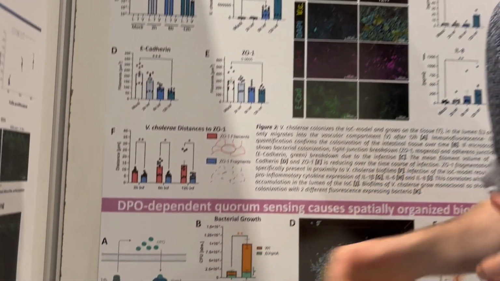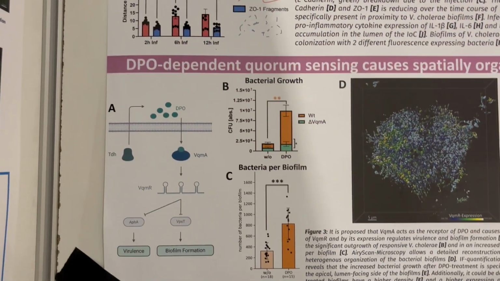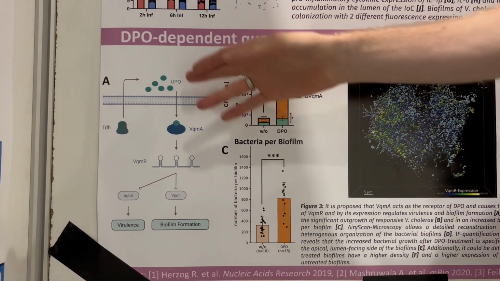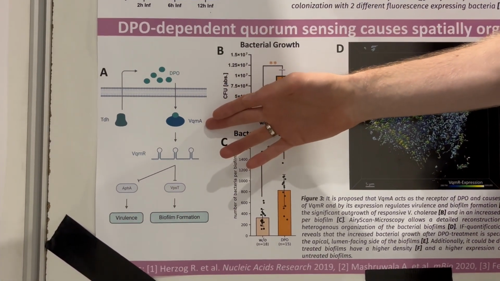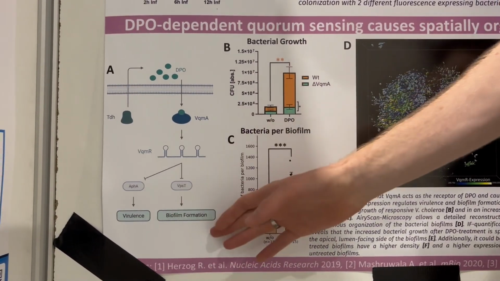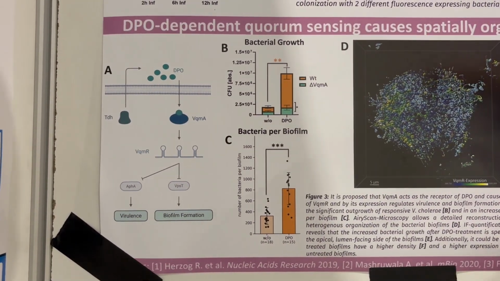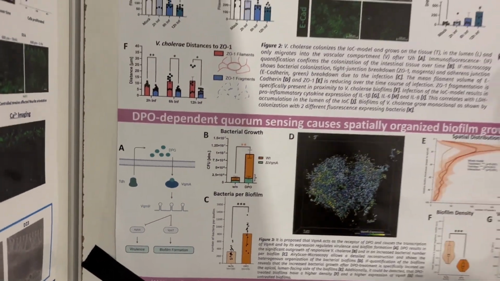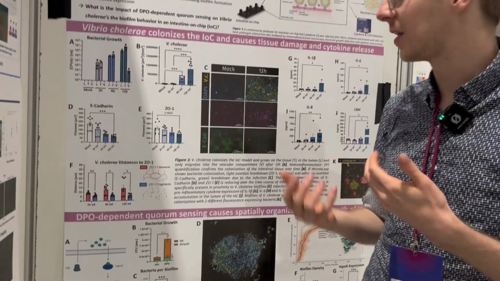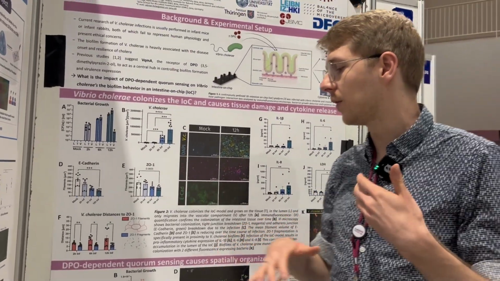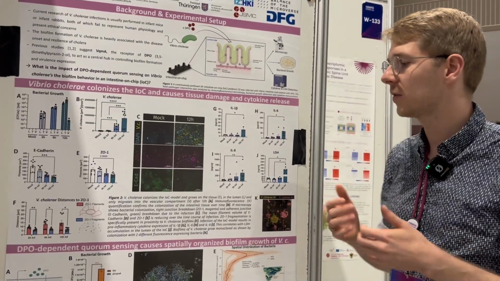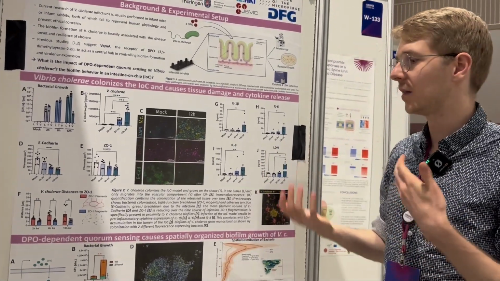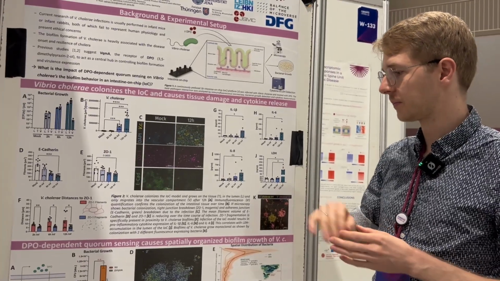And DPO is a molecule that they can produce by themselves. Previous studies have shown that this DPO signaling via its receptor VqmA is responsible for the regulation of virulence expression and biofilm formation of these bacteria. So we were wondering if we can understand this pathway more, and if by addition or leaving out of this DPO signaling, we can manipulate the behavior of the biofilms.